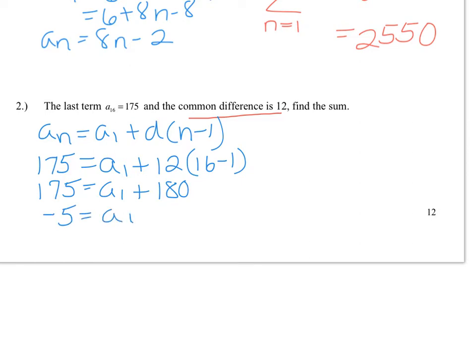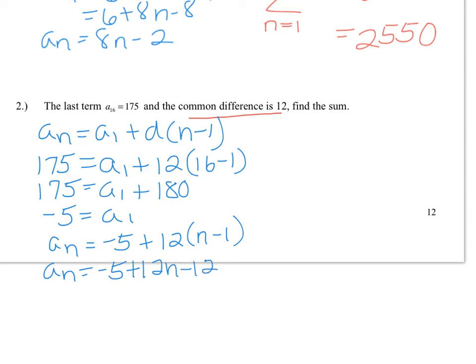So now we're going to write our formula. We have a sub n equals our first term of negative 5 plus the common difference, which is still 12, times n minus 1. Okay. We're going to neaten this up. a sub n equals negative 5 plus 12n minus 12. Combining like terms, a sub n equals 12n minus 17. So there's our formula.